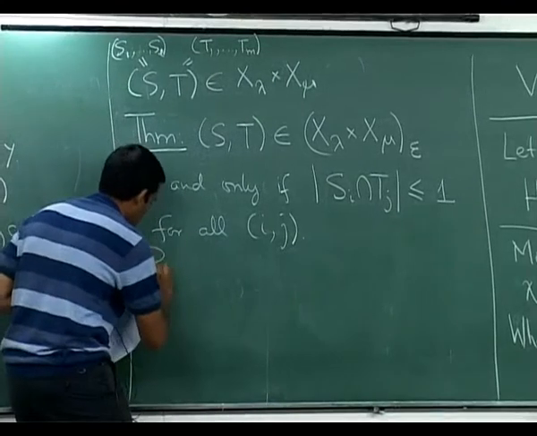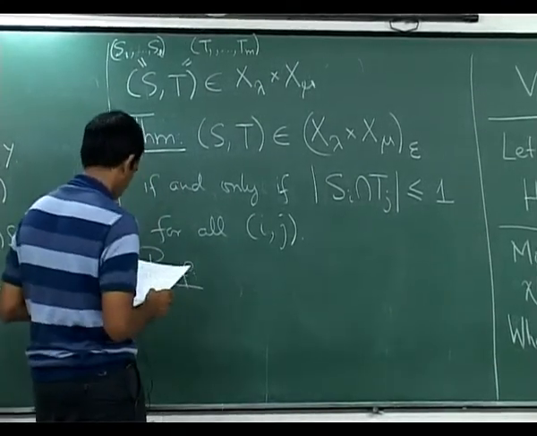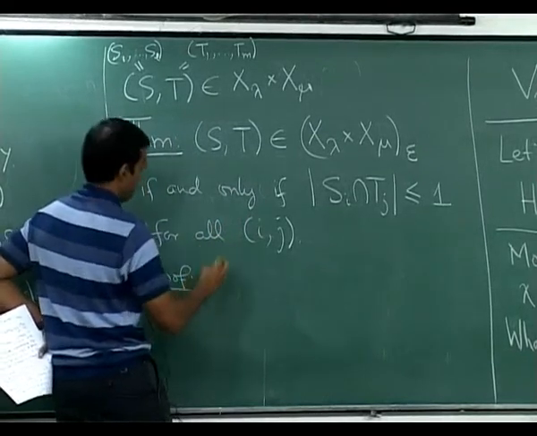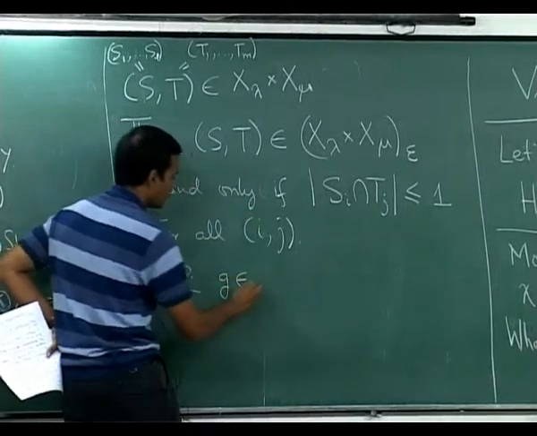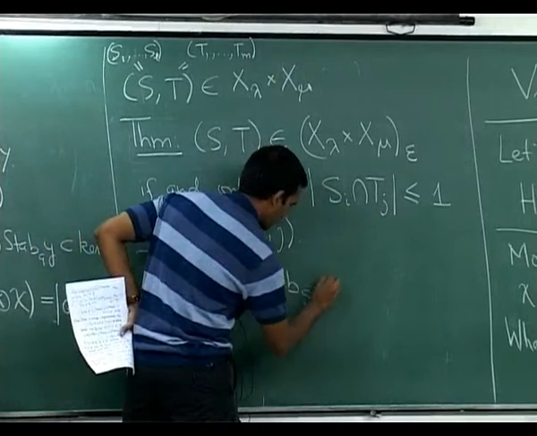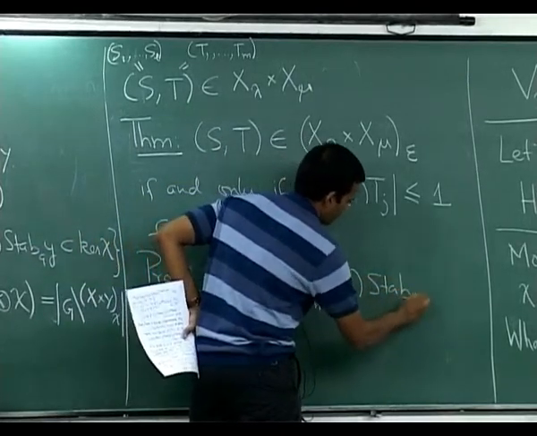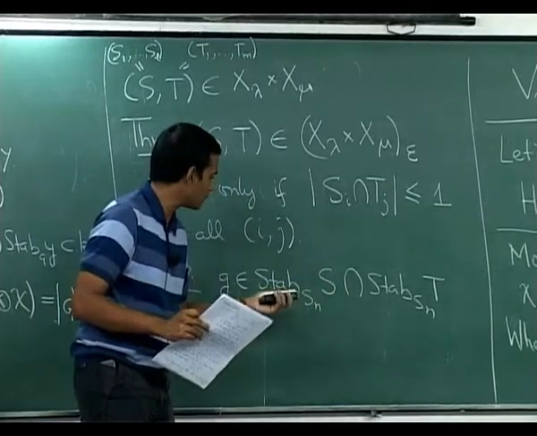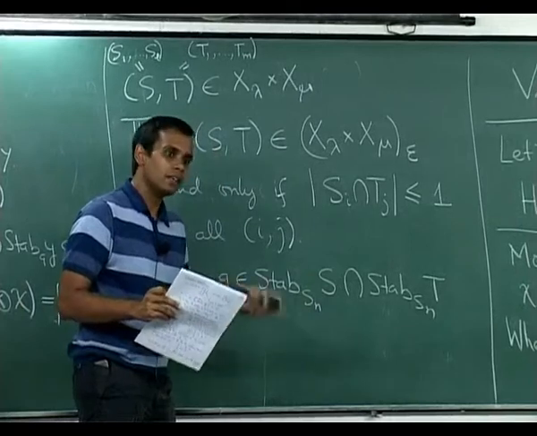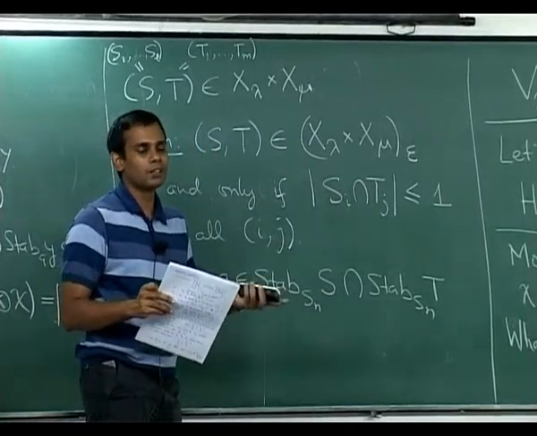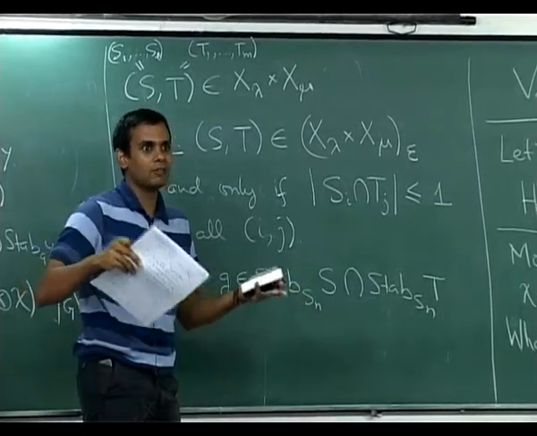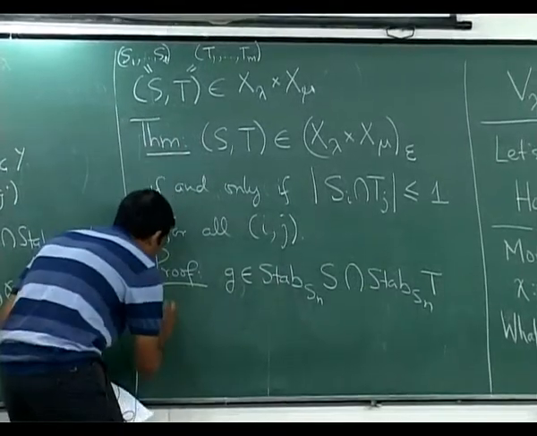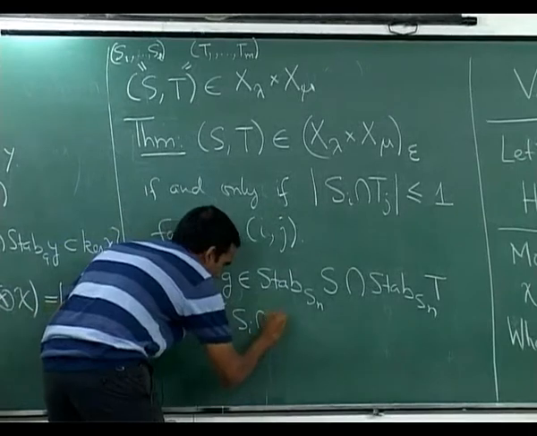Let me explain why this is true. What is the stabilizer of S and T? When is a permutation in the stabilizer of S and in the stabilizer of T? Well, it must preserve each part of S and each part of T. Therefore, it must preserve each of the intersections S_i intersect T_j. On the other hand, if it does preserve each of these intersections, it will preserve each part of S, because each part is a union of S_i intersect T_1, S_i intersect T_2 and so on. It will similarly preserve each part of T. So, the condition is that g takes S_i intersect T_j to itself.